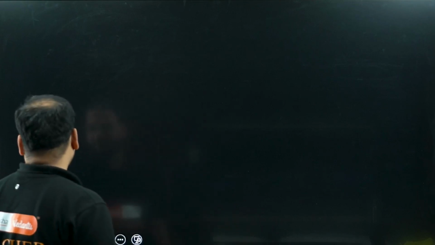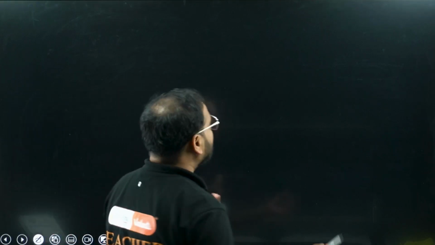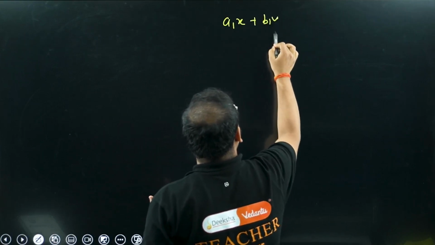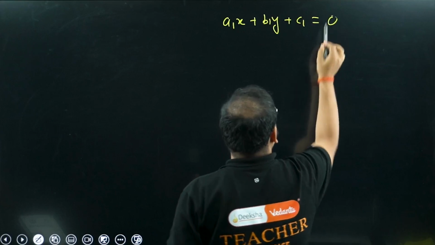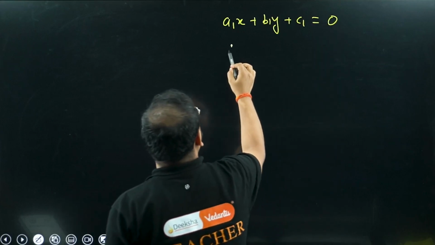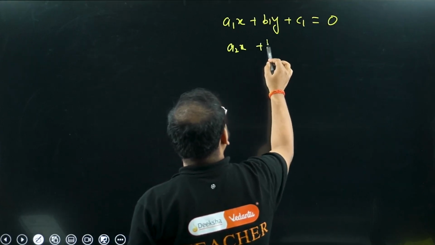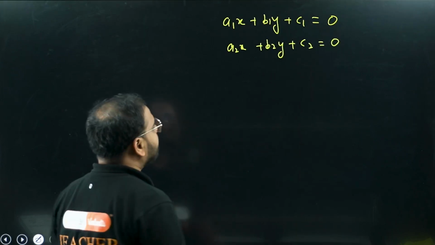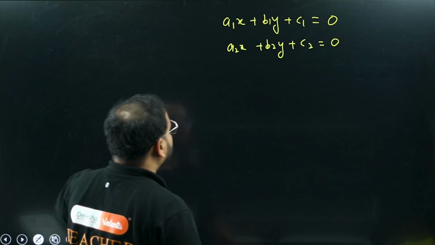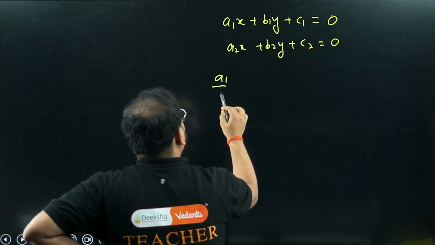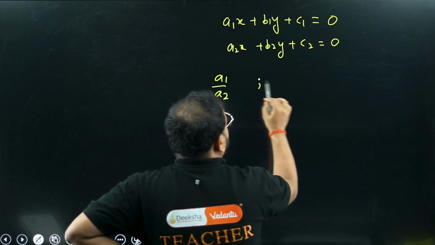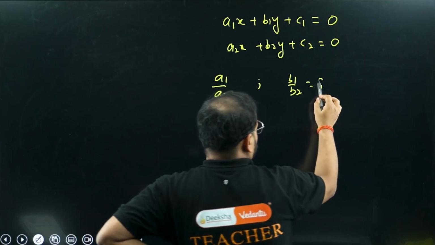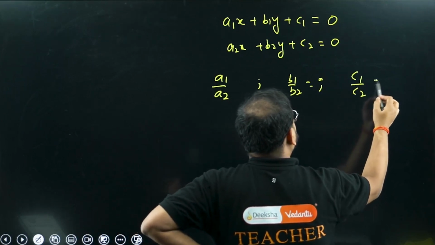Now moving on, let's talk about the algebraic method to understand this. First of all, we'll write the standard form of the linear equations. a1x plus b1y plus c1 equals 0. Same I can write for the second one as a2x plus b2y plus c2 equals 0. Now what you can do is find the ratios of the coefficients, a1 by a2, b1 by b2, and the same way c1 by c2.